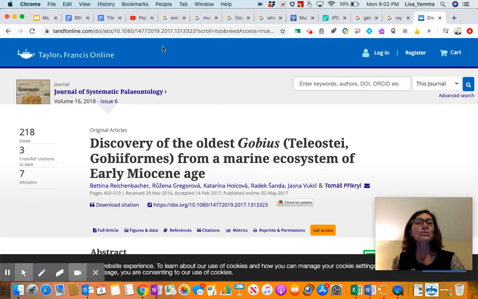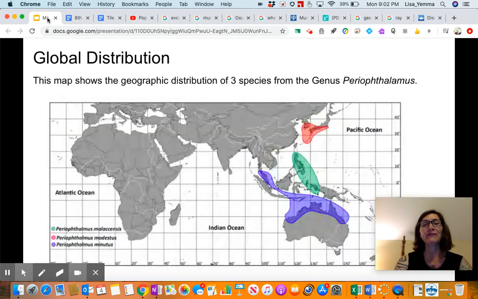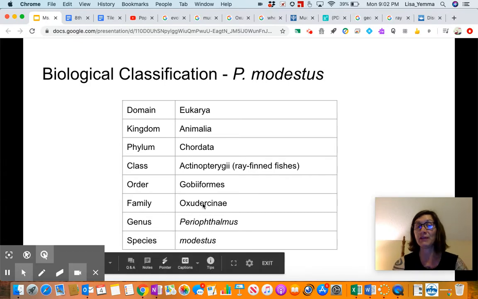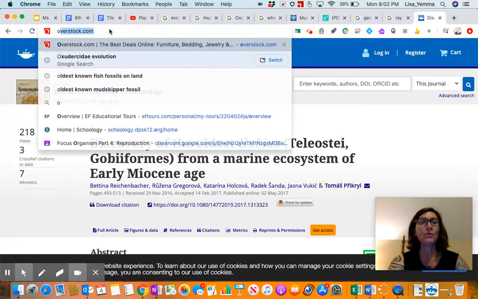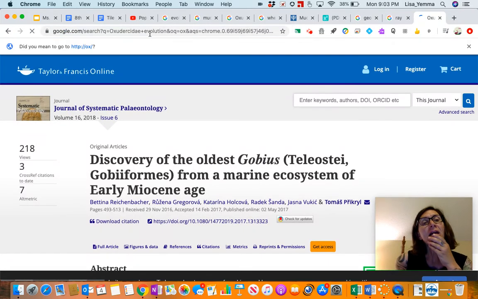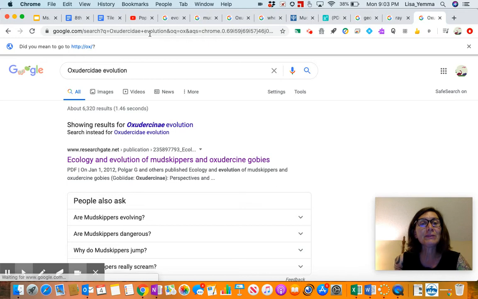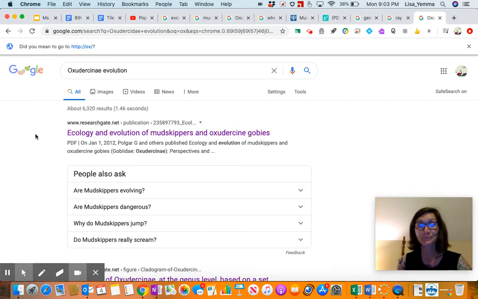So then I decided to search, instead of Gobiformes, I wondered if I could get a little bit more specific and search the family. So with the family, you remember, you can spell it right. I just copy and paste it, but I can't copy and paste right now. So Oxuder. Ox, and you can see I've already been searching it. It's coming up. And when I search my specific, and it looks like I spelled it wrong when I typed it in, ecology and evolution of mudskippers.